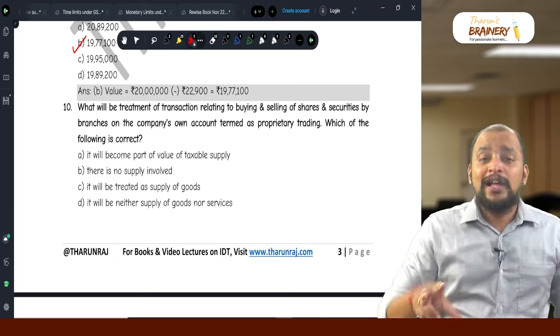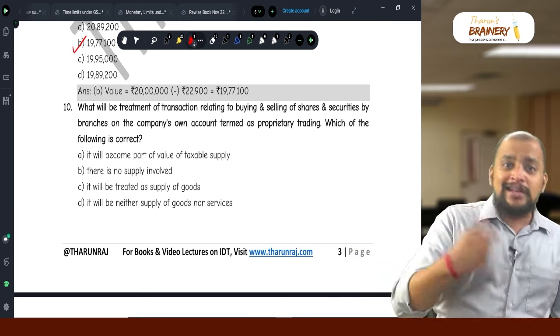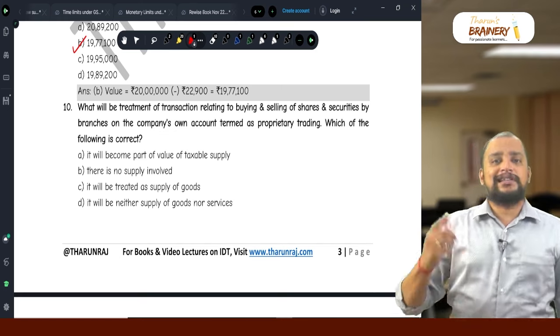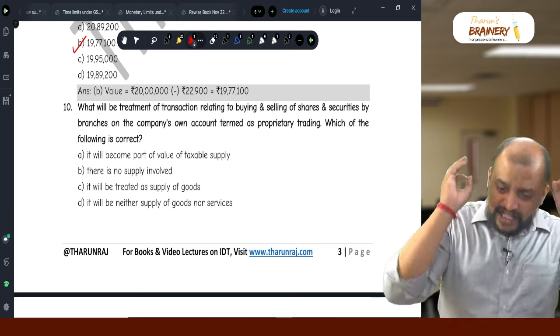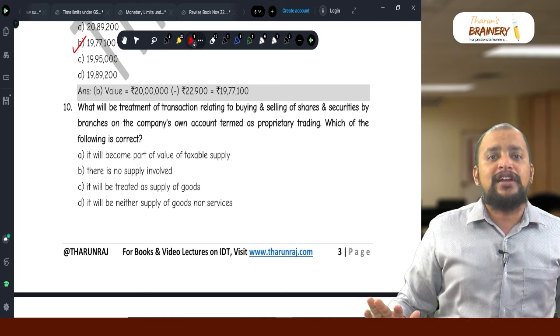So who is who? The options given this time were: not a supply, neither supply of goods nor supply of services. I even double checked with many students, and they said yes sir, these are the options. So the student will definitely get confused, thinking that it is neither supply of goods nor supply of services.